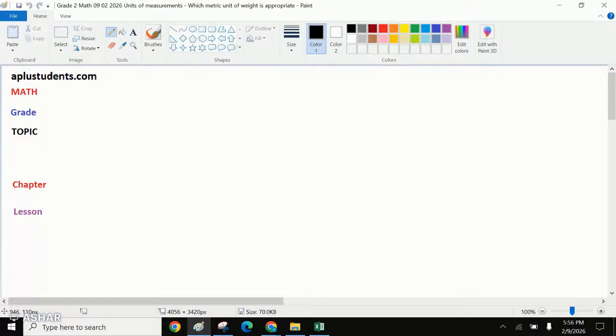Class, the first thing you need to do is go to aplusstudents.com. You need to go to the website. Once you're on the website, you need to select math as your subject.